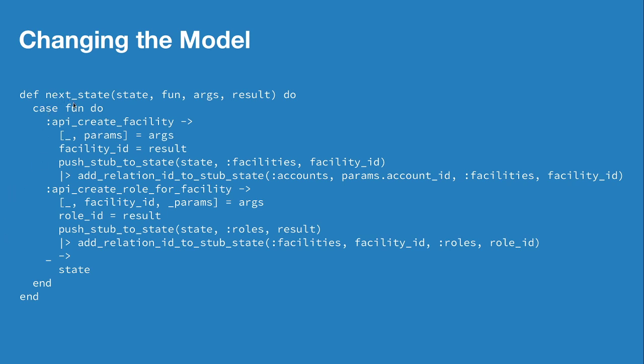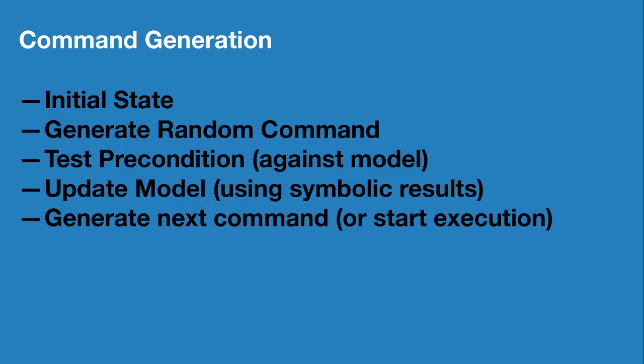So the idea is for API create facility, we're going to push that, we're going to keep track of that facility ID, that's what the result is. And then for creating a role, we're going to keep track of that role ID. But other than that, we don't have to do anything. So your state is, again, that most simple possible implementation. For a complex system, even that simple implementation can be difficult. But as long as it's obviously correct, that's the main thing that you want to get out of this.